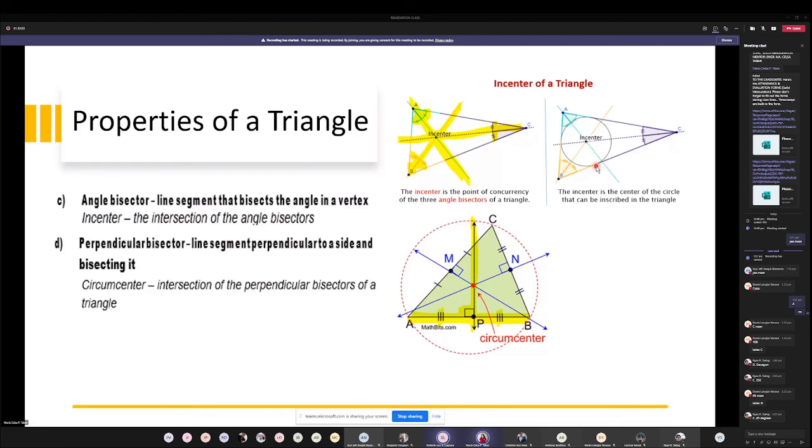So that's one of the properties of the triangle. Also for the circumcenter, it has three common points.